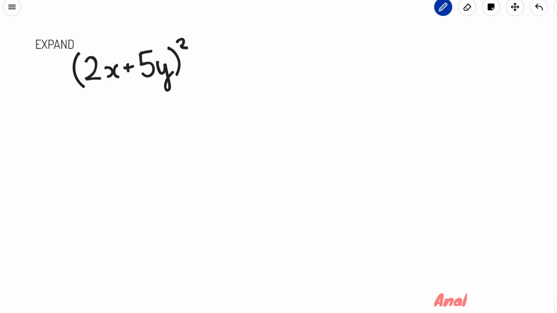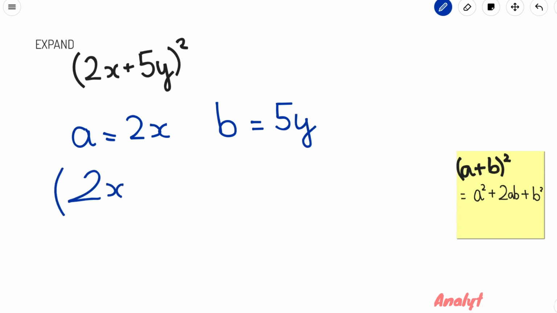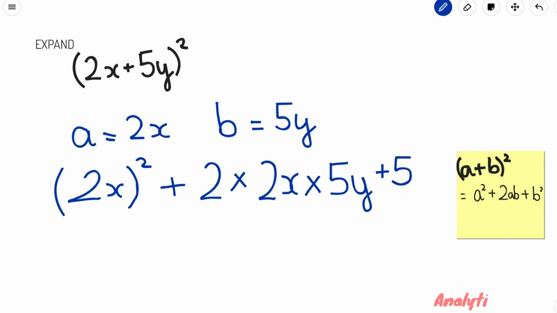Now let us practice some questions based on this identity. Our first question is expand 2x plus 5y the whole square. Let's recall the identity. A plus b the whole square is equal to a square plus 2ab plus b square. So in this question, let's take a as 2x and b as 5y. Now by using the identity, we expand to 2x the whole square plus 2 into 2x into 5y plus 5y the whole square.